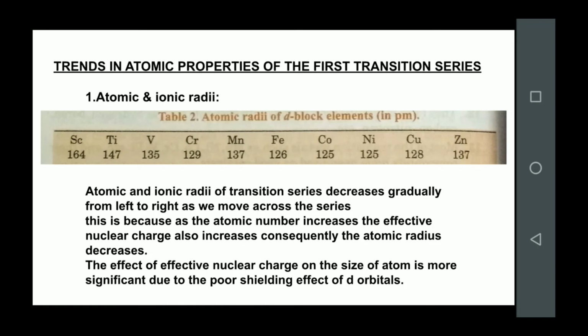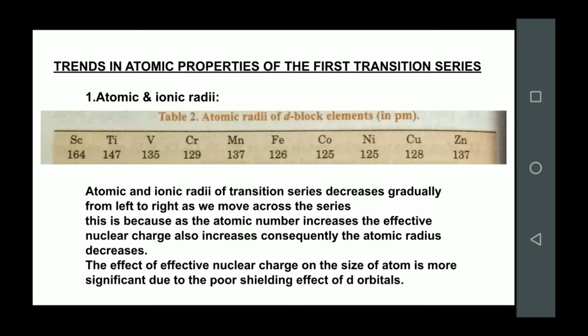Now this is an important topic, trends in atomic properties of the first transition series. Here we are going to study the different properties of the first transition series. We are studying trends, so we are going to observe how these properties change across the series. You are very fortunate that you are just studying the 3d series and not all the 4d, 5d and 6d series. We'll emphasize only the 3d series, but you will observe these behaviors are general.